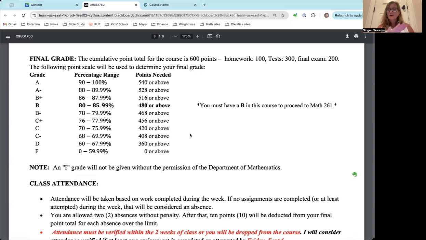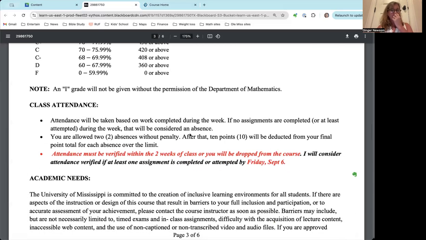The syllabus is posted on Blackboard, so you can always go to Blackboard and pull this information up during the semester. Class attendance, we want you to attend, but being an online class, it's kind of hard. And I'm just going to go by you actually doing some work. So, of course, for the verification in the first 2 weeks of class, I'm going to go by whether or not you have actually signed up for Pearson, My Math Lab, and done some homework. Okay, that will tell me that you're actually in the class.